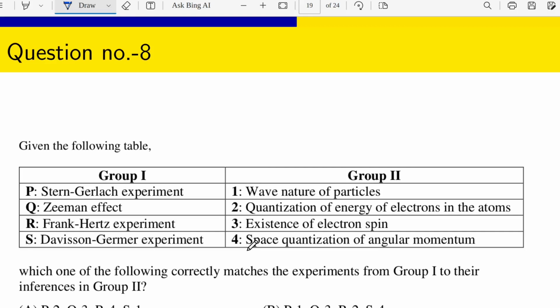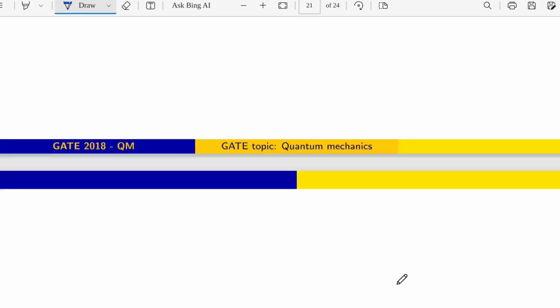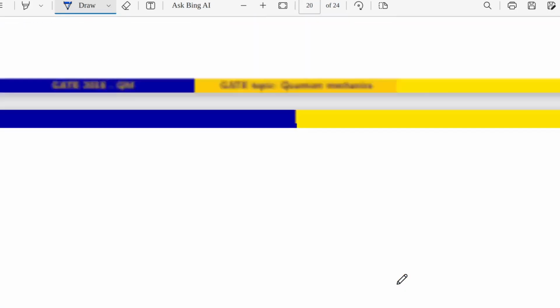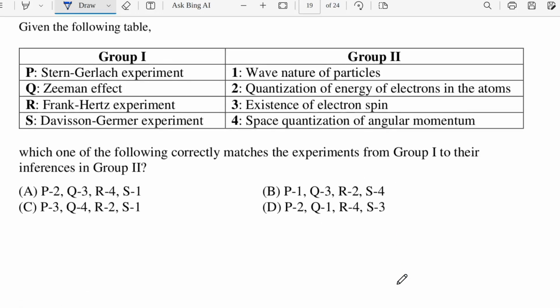So what are the experiments? The first one is the Stern-Gerlach experiment. The second one is the Zeeman effect. The third one is the Franck-Hertz experiment, and the fourth one is the Davisson-Germer experiment. And what are the 4 options here? Wave nature of particles, quantization of energy of electrons in the atoms, existence of electron spin, space quantization of angular momentum.